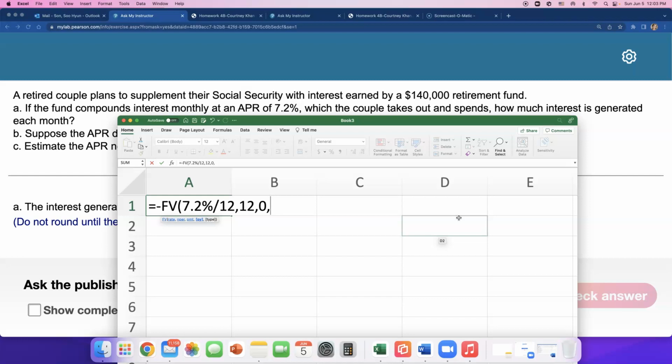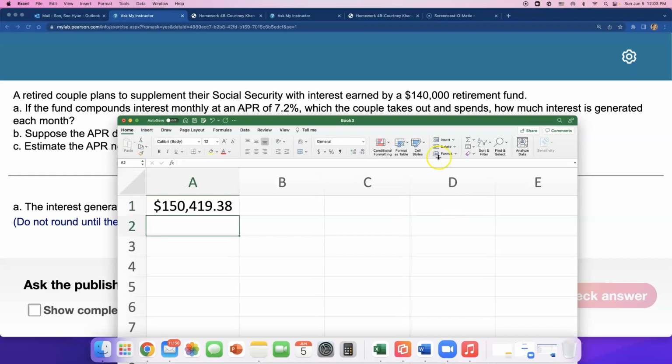The present value is how much they have today: 140,000. If you hit enter, you will see how much this couple will have after 1 year of investment. They started with 140,000, and they have a little over 150,000 now. What I'm now doing is figuring out how much money they made in a year. So I'm clicking on the ending amount minus the starting amount, and that is how much they made in 1 year of investment.